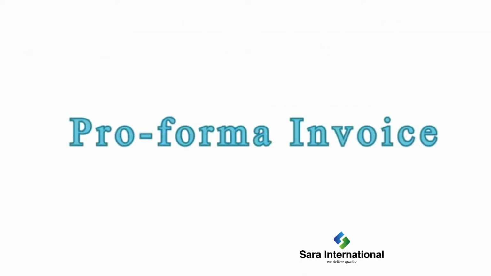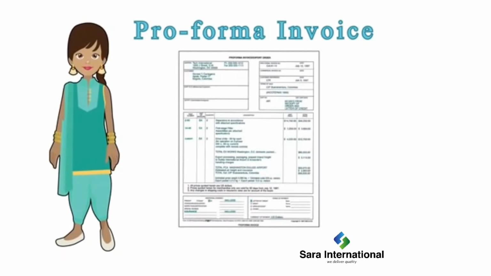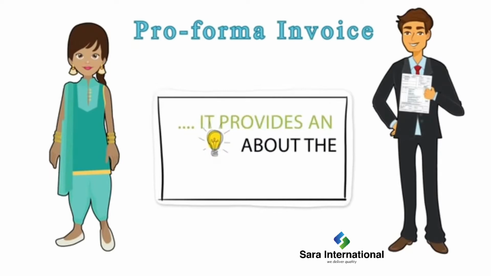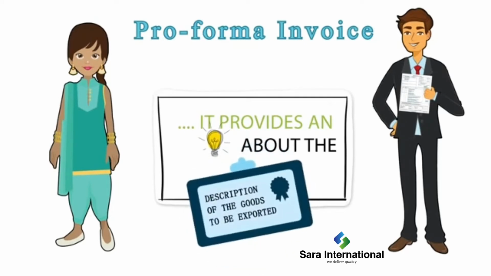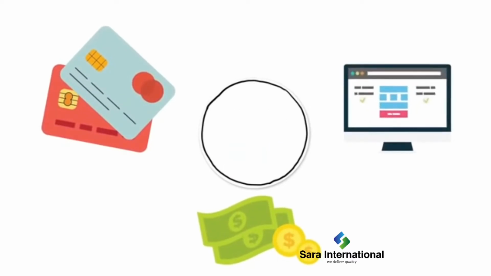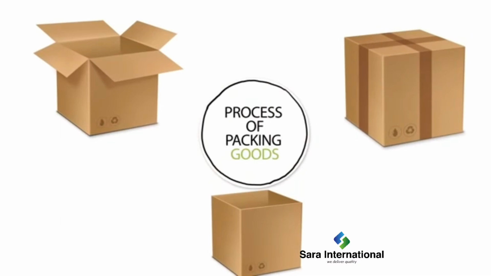Pro forma invoice. Niku needs to send a pro forma invoice to the buyer after the initial discussion with the buyer. It provides an idea about the prices, quality, quantity, and description of the goods to be exported. It also lays out the method of payment, mode of transportation, process of packing goods, packing material to be used, etc.